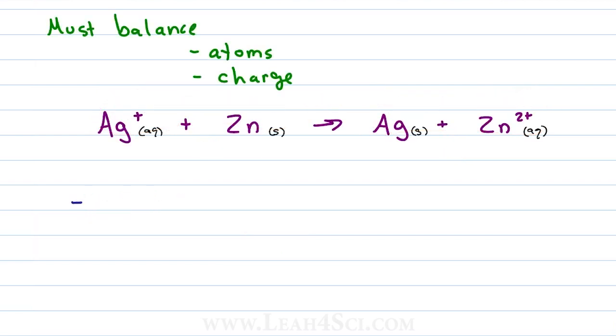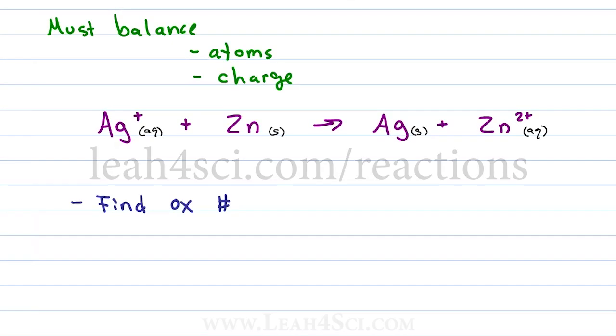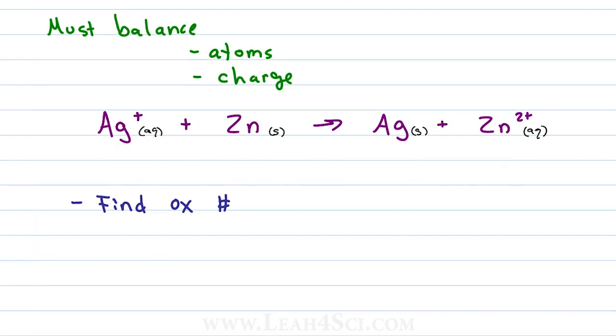First thing you do is find the oxidation number of everything in your reactant and your product. We covered oxidation numbers in detail in a previous video, which you can find on my website, leahforsci.com/reactions. But as a quick reminder, if an element is by itself, if it has a charge, that's the oxidation number. If it doesn't have a charge, the oxidation number is 0. That tells us Ag+ has an oxidation number of +1, Zn solid 0, Ag solid 0, Zn2+ +2.